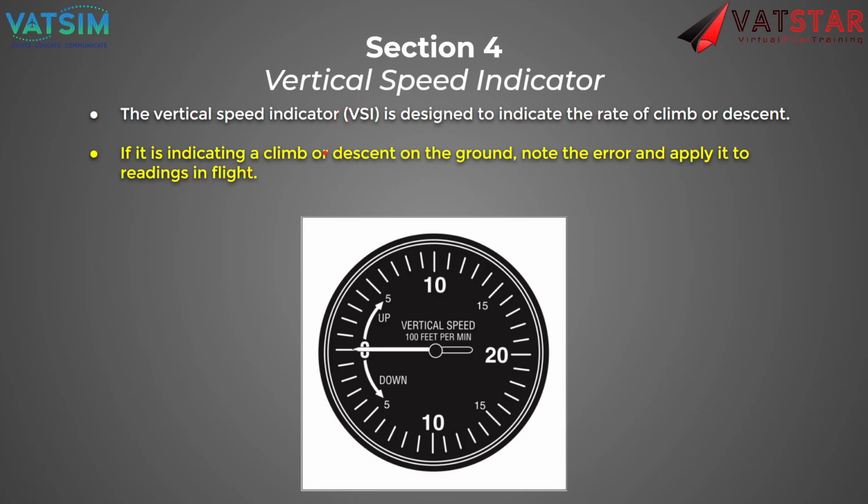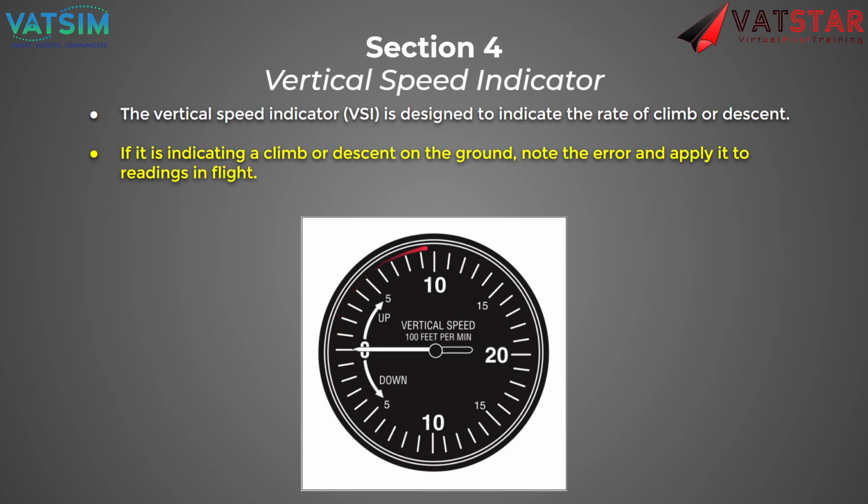If it's indicating a climb or descent on the ground, right, we're going to talk about the error of it now. Note the error and apply it to readings in flight. Sometimes, and my airplane does this, on the ground it'll actually read 100 feet. So I have to know that 0 is actually 100 feet, and 100 feet is actually 0 feet. 200 feet is actually 100 feet. 300 feet is actually 200 feet. It just gets a little confusing, and I know that when it's 0, I'm descending at 100 feet per minute. So when they say take that error from the ground, just apply it in flight.